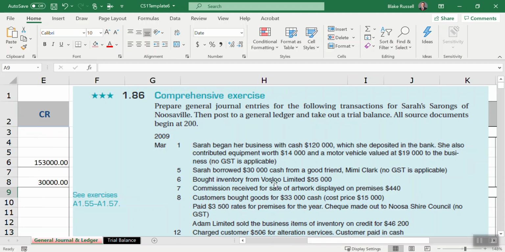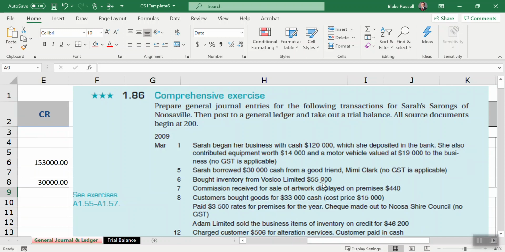Bought inventory from Boslow Limited, $55,000. So when we buy inventory, it's going to have GST in this one, which is good, so we can deal with the GST. It's got an account there called Boslow Limited. So it's not saying cash. Unless it said cash, it's going to be cash. But if it's got the name of the company there, I tend to treat that as a credit. Okay, and the accounts payable.